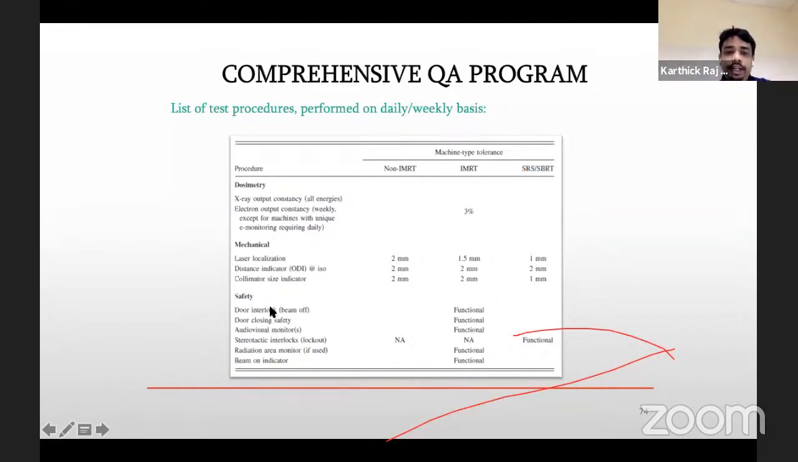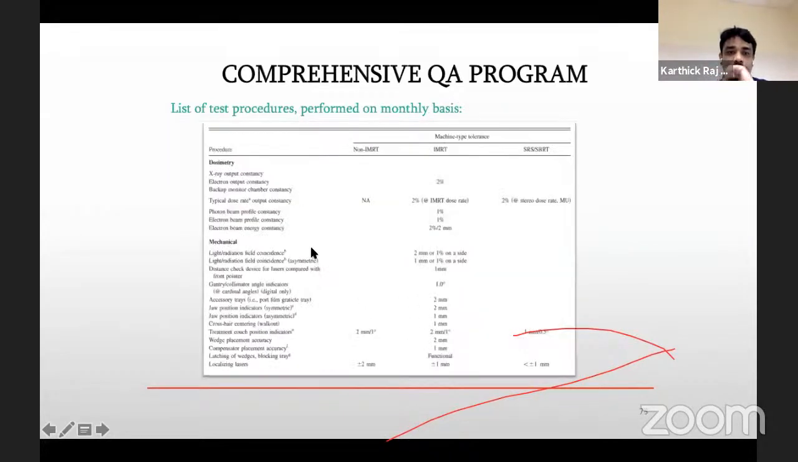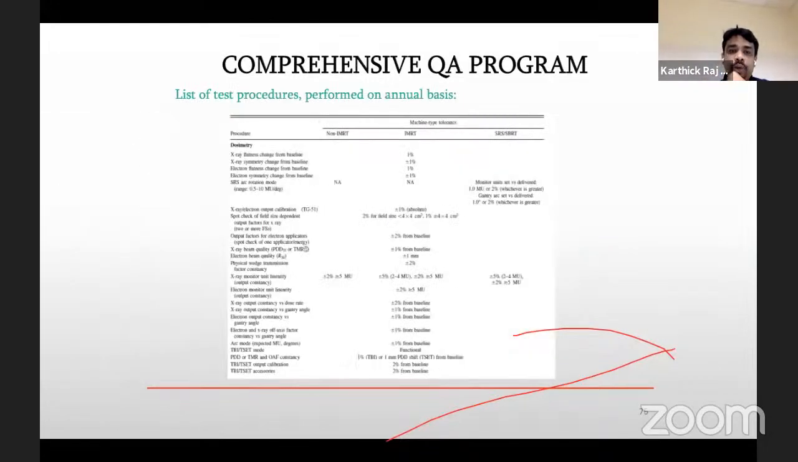If you see the checks you do on a daily and weekly basis, they are the door interlocks, the emergency radiation button, and radiation area monitoring; everything needs to be functional, so you need to check. On a monthly basis, you check X-ray output consistency, and it has to be within 2% for IMRT and SRS SBRT techniques. For IMRT and SBRT techniques there is not much of a difference, but for 3D CRT techniques there are slight variations in the monthly quality assurance tolerance levels. When you do an annual QA, a lot of things need to be added, performed, and documented properly.